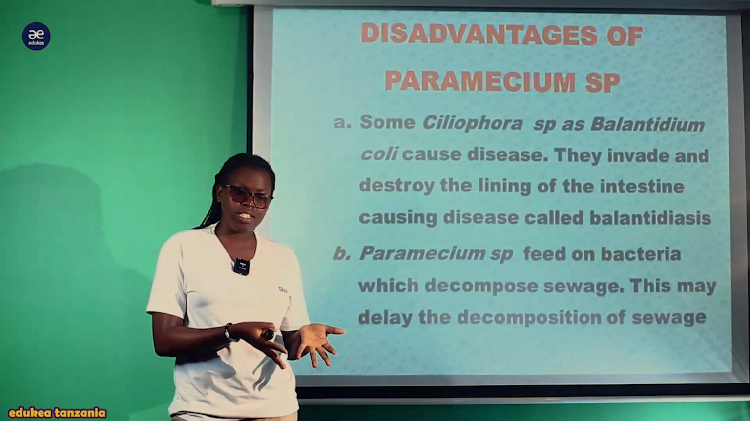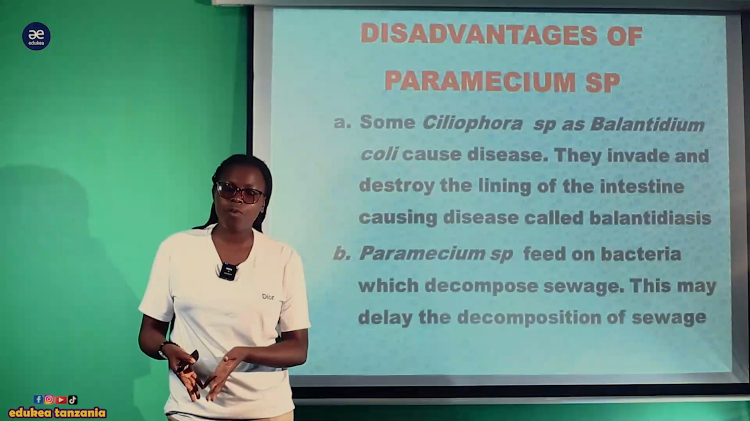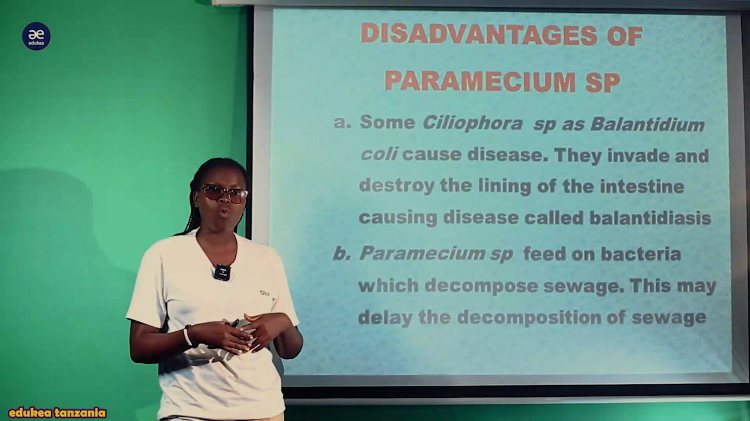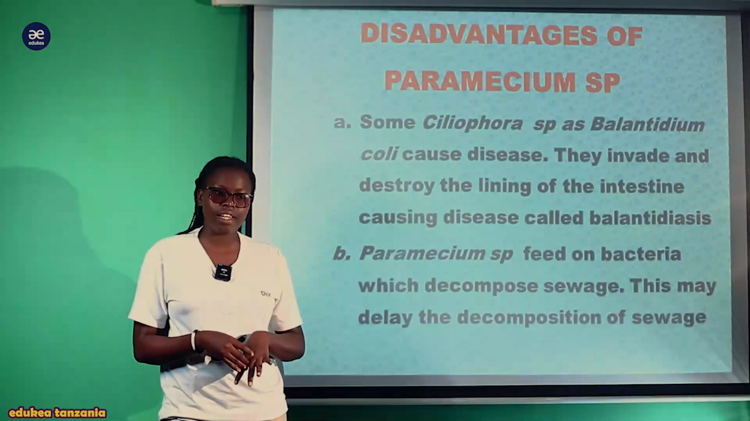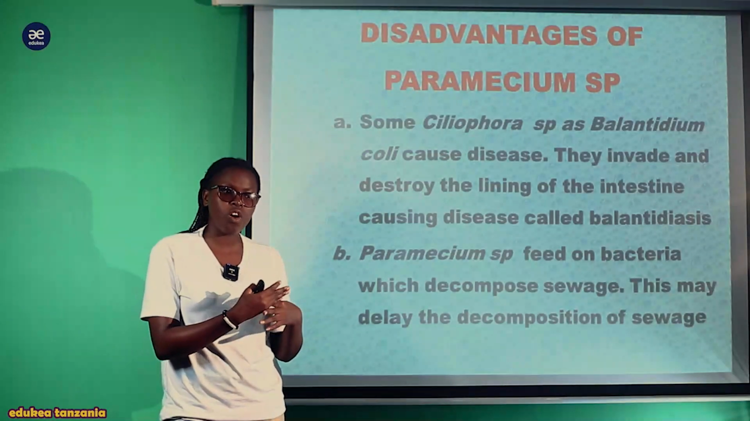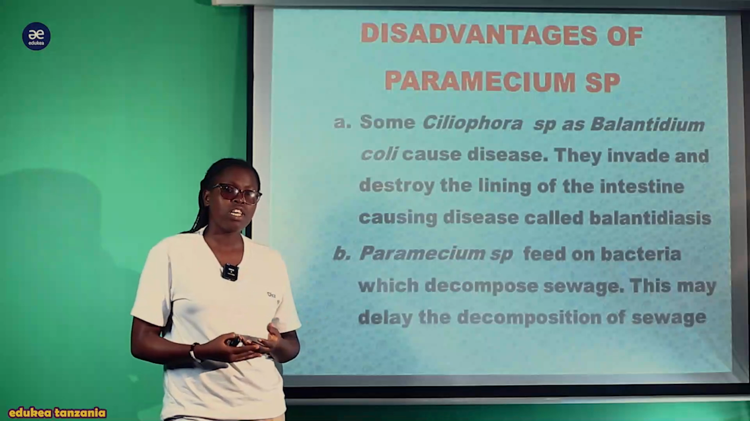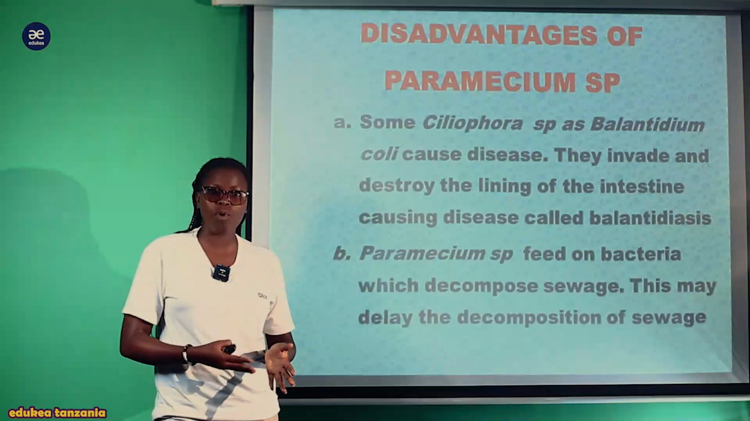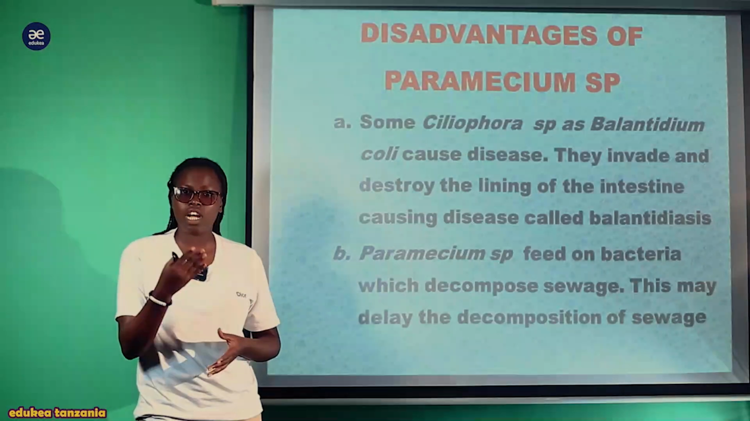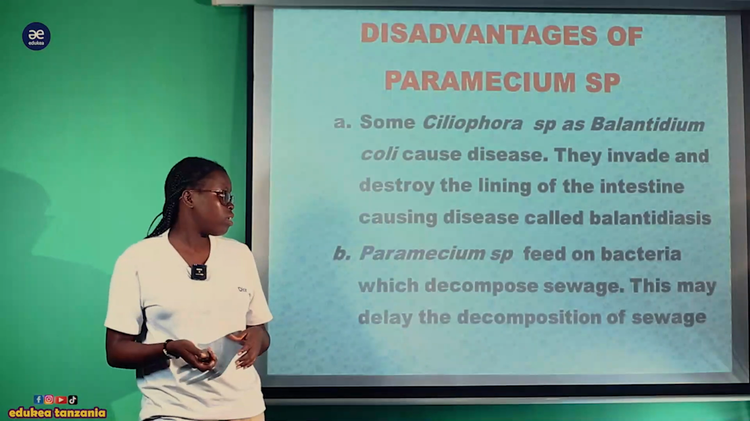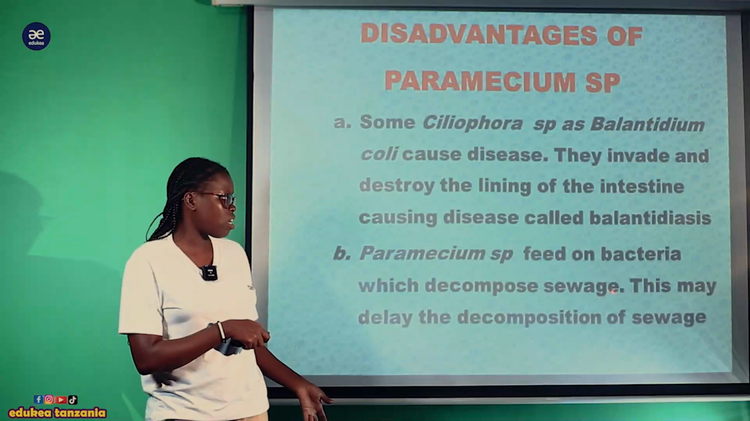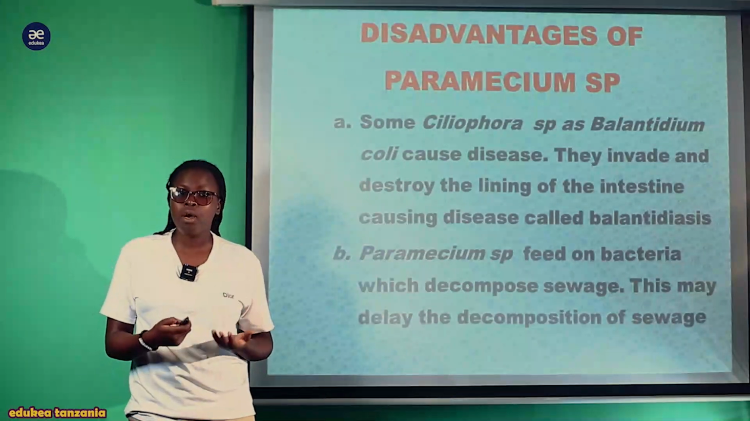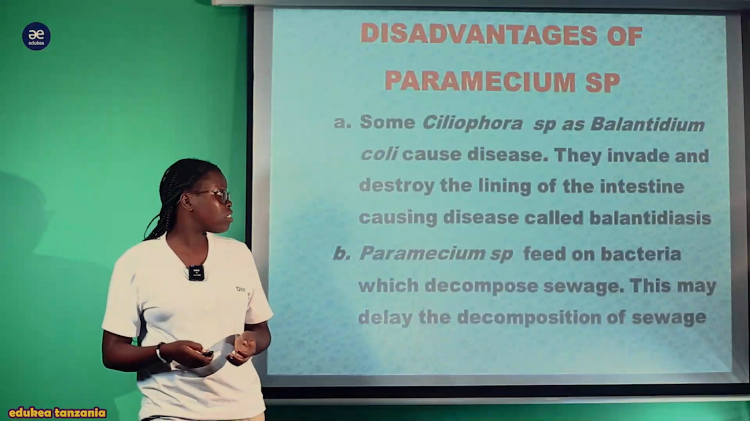So when they feed on these saprophytes, what will happen? It will result in the pollution of the environment, since they feed on the bacteria which are necessary for cleaning the environment, for feeding on dead organic matter for recycling. So in case they feed on a particular bacteria, meaning that those bacteria will not be available in the environment for recycling, it can lead to pollution. Now, when they feed on the bacteria which decompose sewage, this may delay the decomposition of the sewage, which can lead to pollution of the environment.